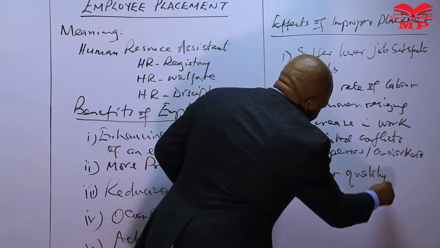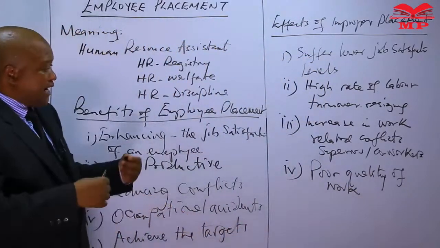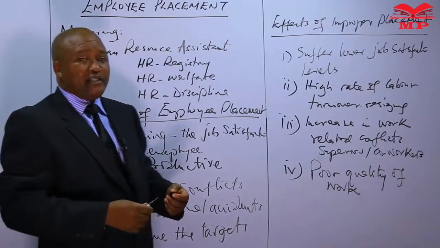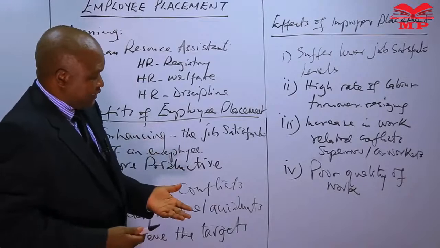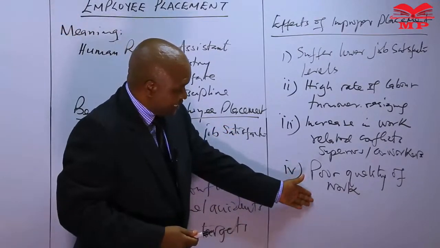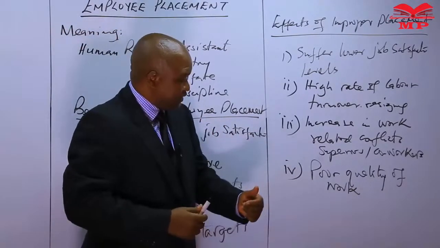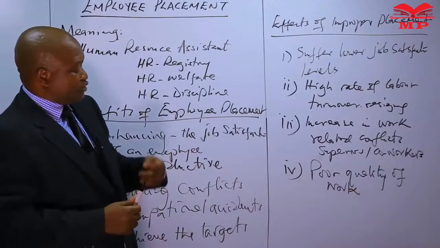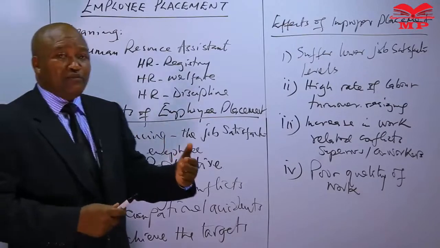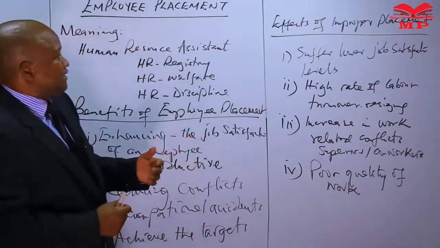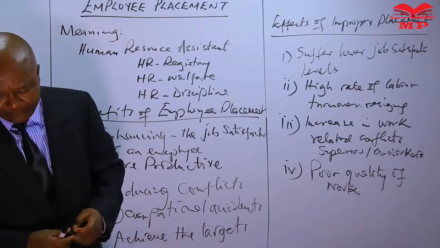Then fourthly, poor quality of work. Employees are expected to provide high levels of quality of work in terms of what they produce and what they provide as services to their stakeholders. In the event that an employee has been placed in a job and this placement has been improper, then it is expected that to some extent the quality of work that will be coming from such an employee may not be as per the expected standards. Hence, that becomes an adverse effect of improper placement of employees within a working environment.